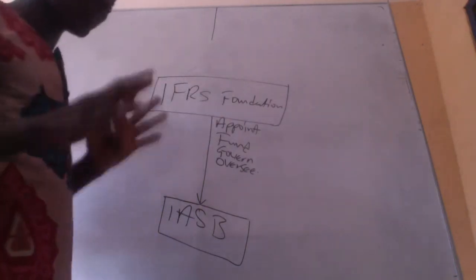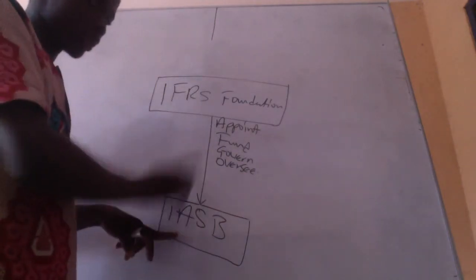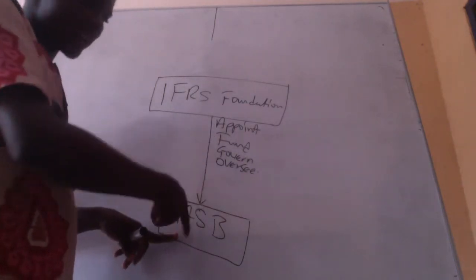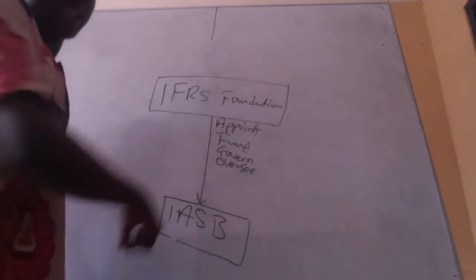They have 4 solid functions. They appoint members onto the board. They have to fund the board. They have to govern the board. And they have to oversee the activities of the board.